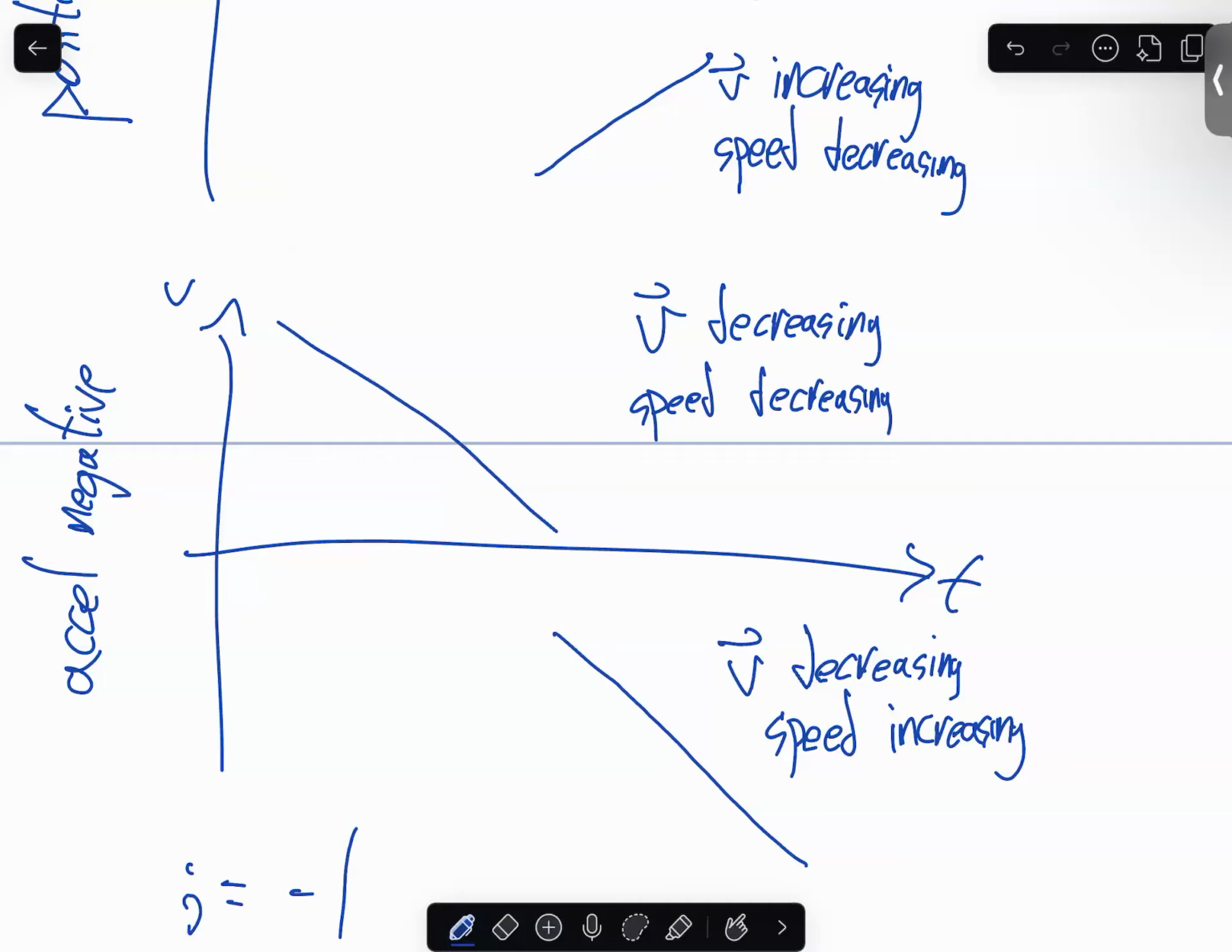Again, you might want to write this and think about it. If acceleration and velocity have the same sign, if you add to a positive, if you subtract from a negative, you're speeding up. And if you are subtracting from a positive or adding to a negative, you're slowing down. If acceleration and velocity have opposite signs, that's a slowy.